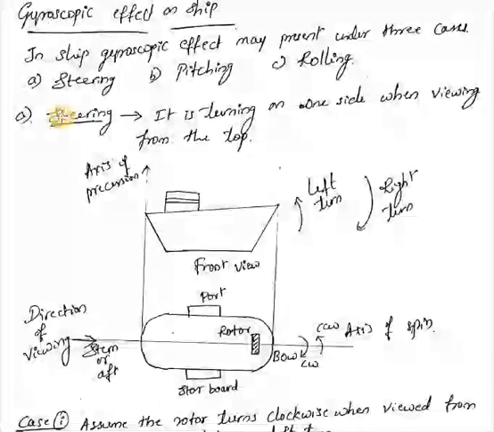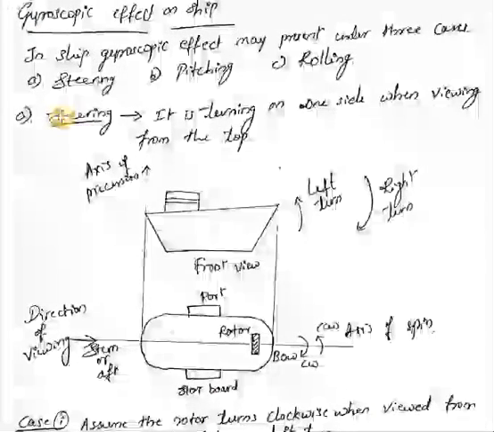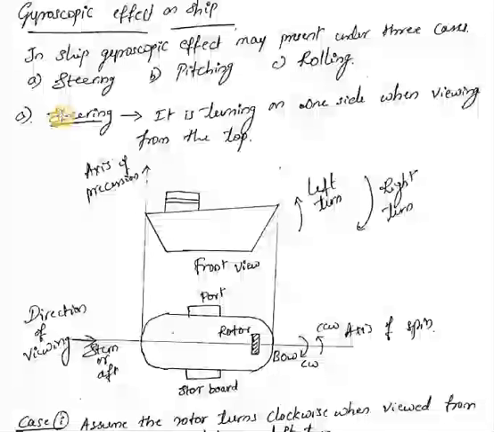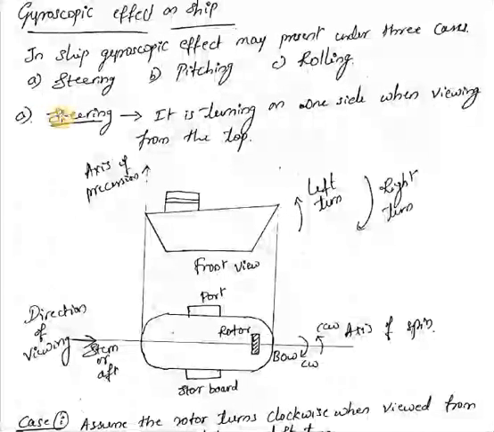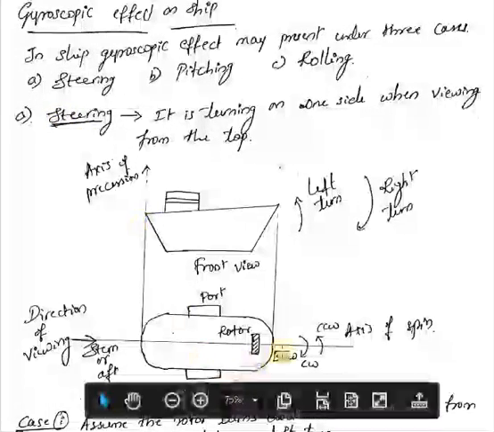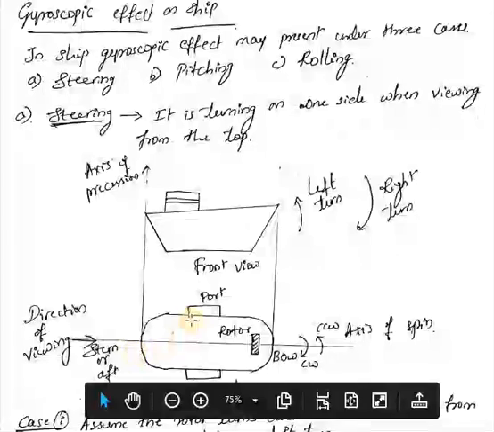Next, we will move to the gyroscopic effect on ship. Before starting with the actual study of the gyro effect on the ship, we first need to understand some of the important terms connected to ship. As you can see in this figure, it is named bow, stern, and port, and this one as starboard. Bow is nothing but the front portion of this ship.